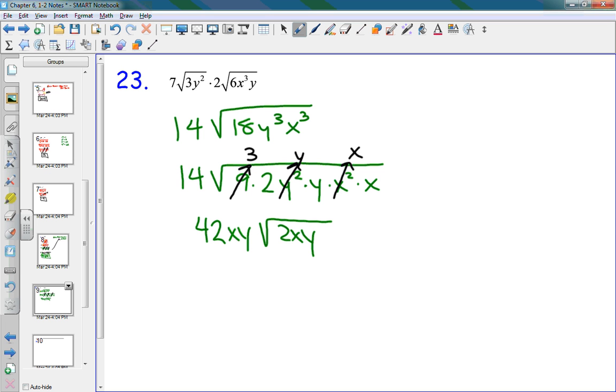Why? I need to check to see if I need absolute value bars. So the first thing I check is right here. Is that even or odd? It is even, which means it's a possibility, right? I have an even root. So I may have absolute value bars.